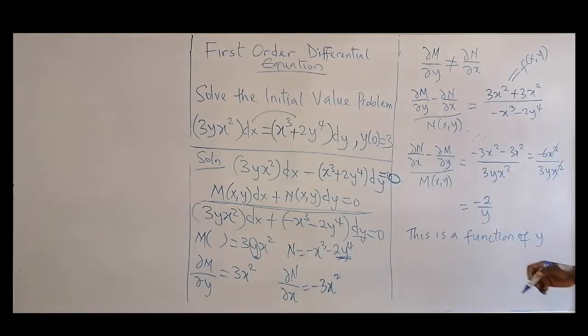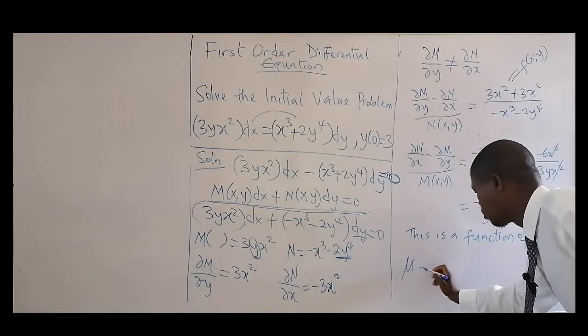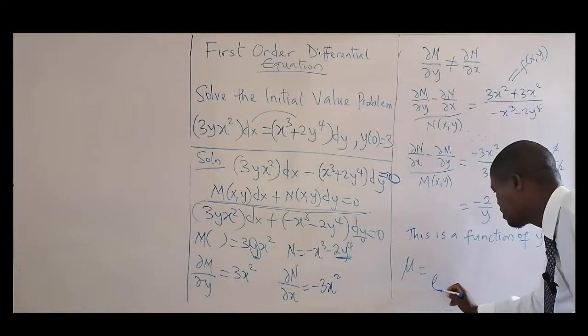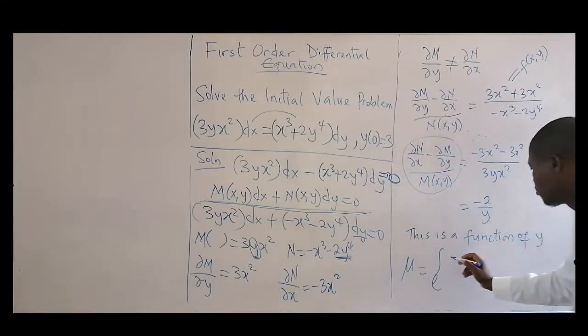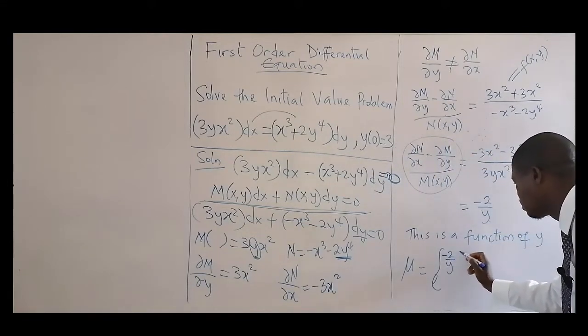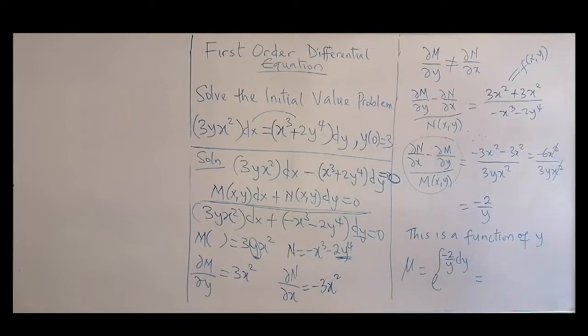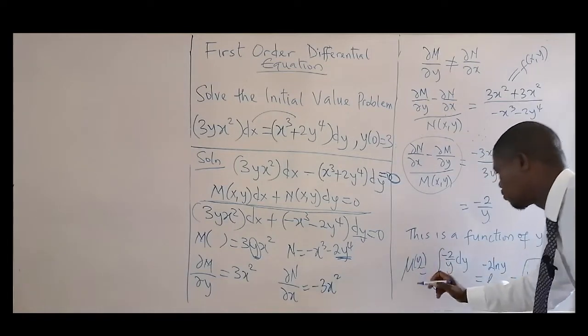So then we can get the integrating factor. The integrating factor will now be equal to e to the power of what you have here, minus 2 over y dy. You can take the 2 out. That will be equal to e to the ln y to the power minus 2, which is equal to y to the power minus 2. We don't have to waste our time there. So that's our integrating factor as a function of y.